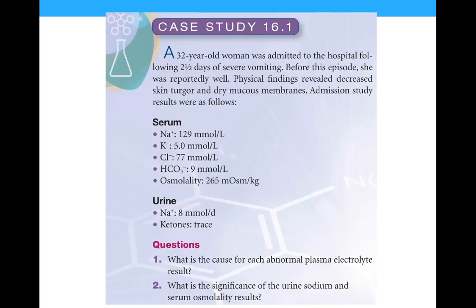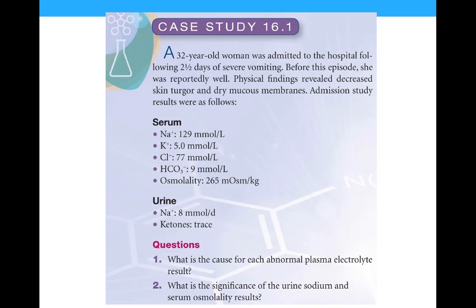All right. Now, quickly, another case study based on what we have covered until now, I hope. So, can you look at this and see if you can solve the mystery? What is the cause for each abnormal plasma electrolyte result? So, there is hyponatremia, there is low chloride, and there is low bicarbonate. And the patient has been vomiting. So, losing sodium and chloride with the vomitus for the last 2.5 days, and maybe not drinking enough water as well. Okay.